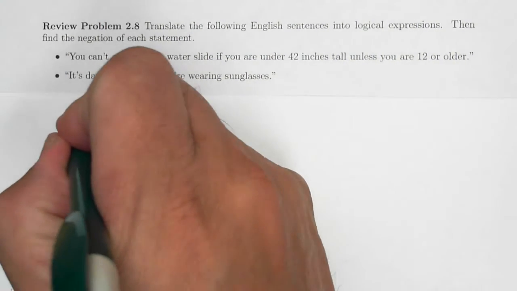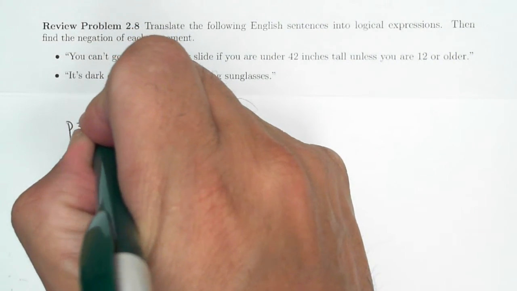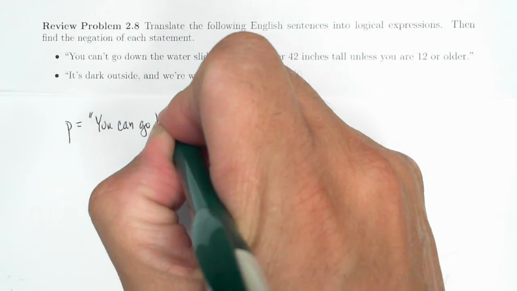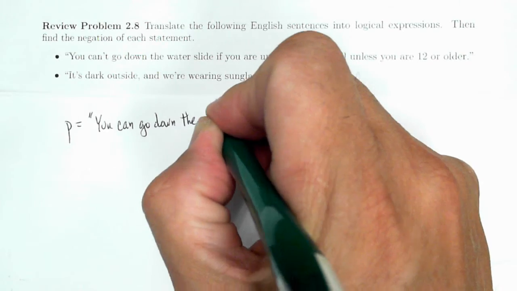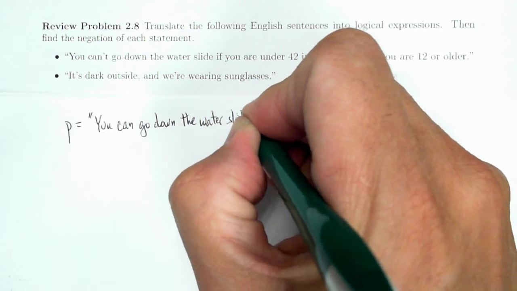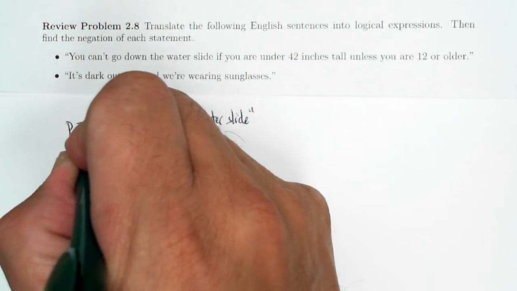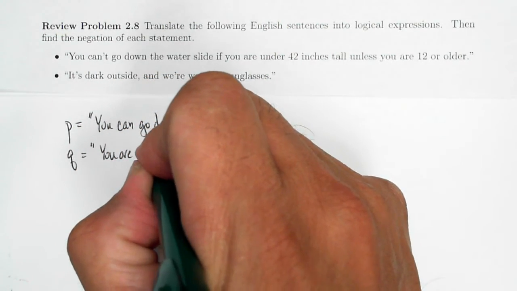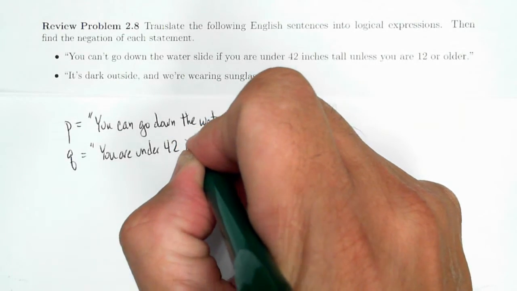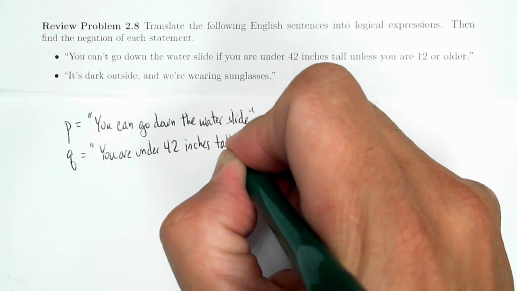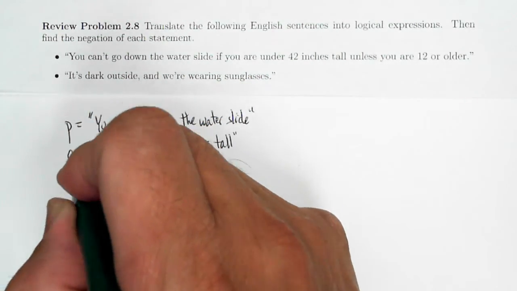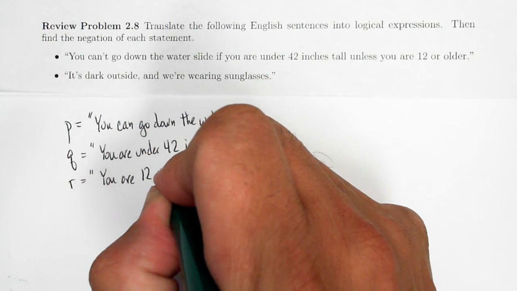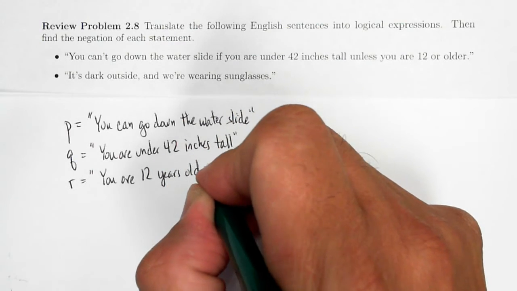So let P be the statement, you can go down the water slide. Let Q be the statement, you are under 42 inches tall. And let R be the statement, you are 12 years old or older.